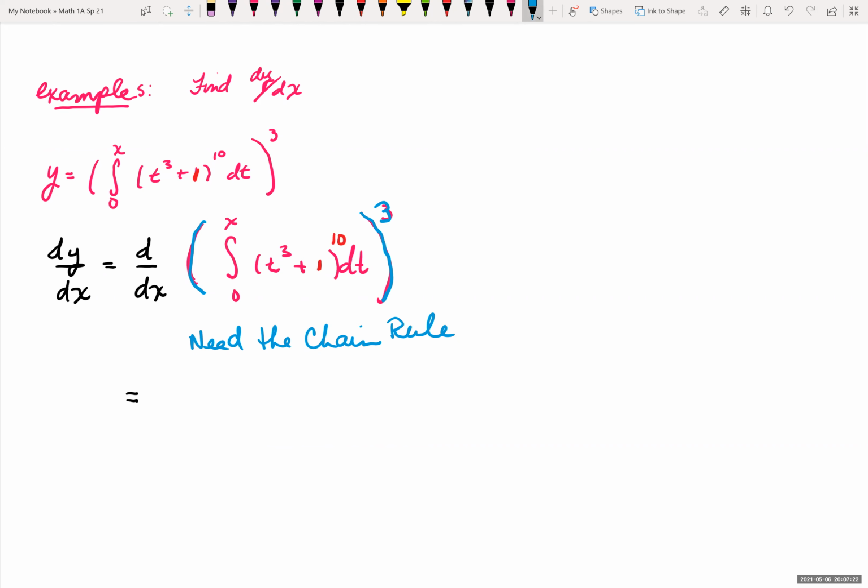So let's bring that power down front. So that's 3 of the inner, I'll write that in a second, and we subtract 1 from our exponent, which is 2, times, then we have to take the derivative of that inner function. So d/dx of this integral from 0 to x of t cubed plus 1, all raised to the 10th power, dt.